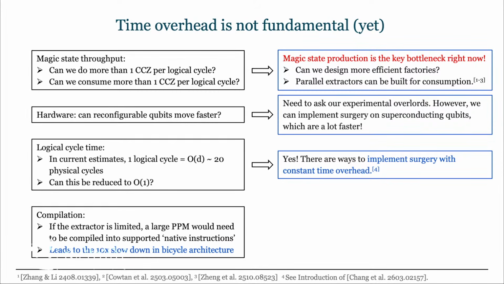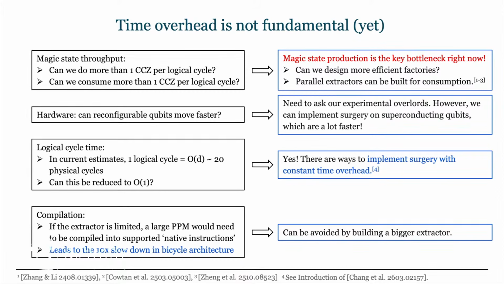And finally, in terms of compilation, I mentioned that the IBM architecture is about 10 times slower relative to a surface code architecture. This is a consequence of the fact that their extractor is looking at 100 operators instead of 4^k operators. And that leads to a compilation cost of turning any gate you want to implement into the native gate set you have. That's a factor of around 20. And this can, again, be avoided by building a bigger extractor. So all of these significant factors that contribute to the time overhead can be improved in future architectures.